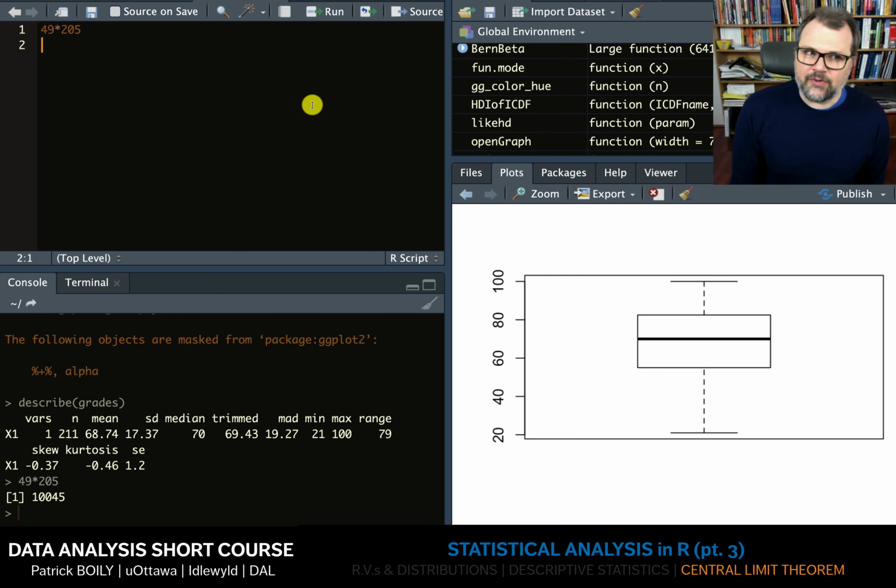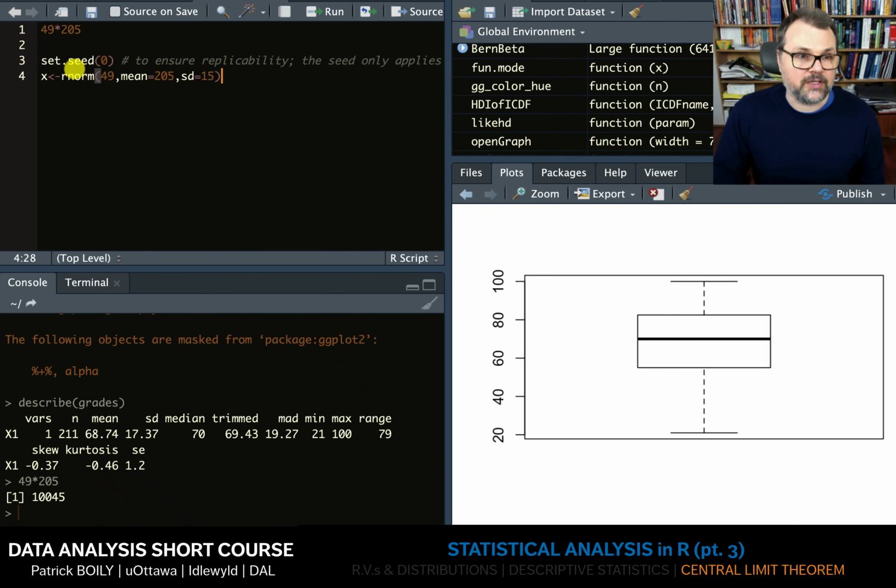Now we'll simulate a few scenarios. I didn't say anything about the type of distribution. I didn't say it was normal, for instance. For now, we're going to assume that they are normally distributed, and we'll see what happens. So I'm going to start by setting a seed, and the seed is there to ensure replicability, so that if you try the same exercise on your computer, you'll get the same results that I do here.